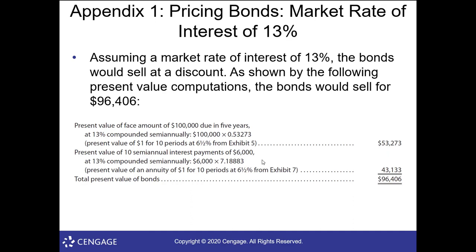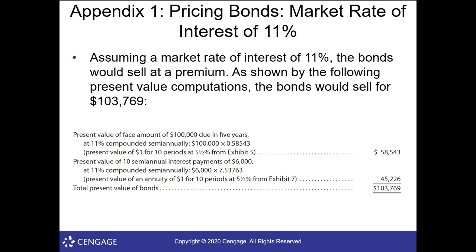If it's 13%, then you've got a factor. You're going to go to 6.5% for 10 periods. That's 0.53273 for $53,273, and then $6,000 times the 7.18883 is $43,133, and there's your discount, $96,406. If it was only 11%, then their effective interest rate gives you your premium of $103,769.